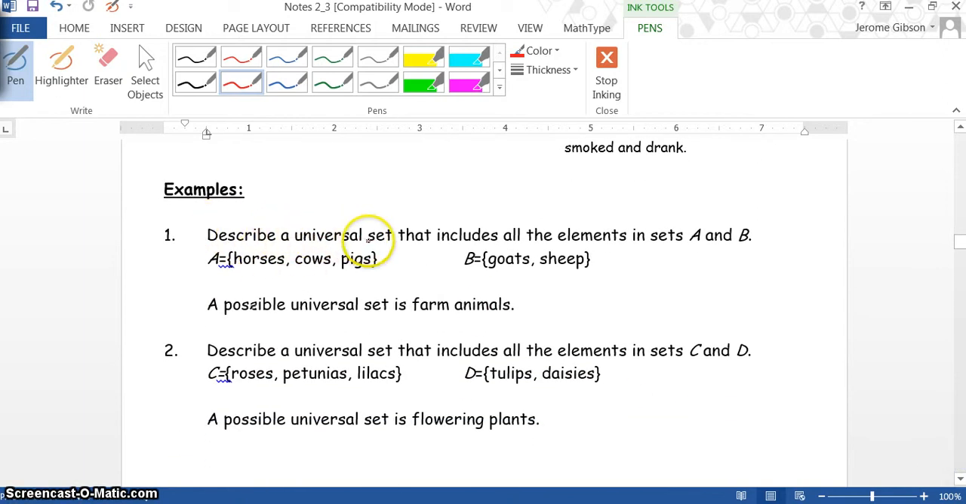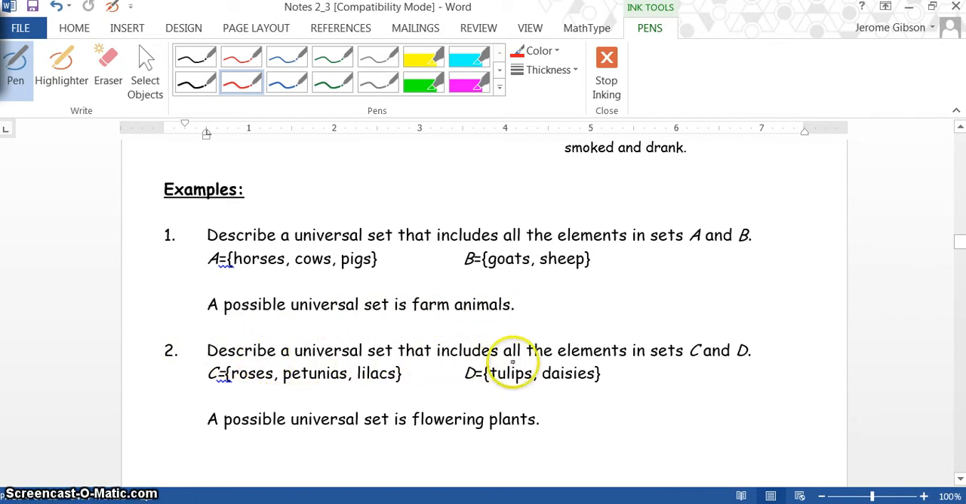Examples. Describe a universal set that includes all the elements in sets A and B. We have A is horses, cows, and pigs, and B, which is goats and sheep. A possible universal set is farm animals. Then we go to example 2.